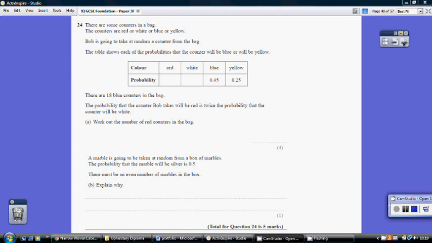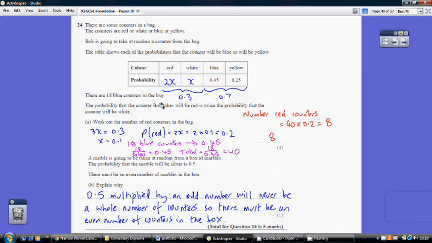Question 24. Now we're told that the probability Bob will take the red is twice as likely as the probability he will take the white. So let's let the smaller probability, the white probability, be x, and as the red probability is twice as big, that's going to be 2x. Now I know the probability of blue and yellow together adds up to 0.7. Now, as the probabilities as a whole have to add up to 1, the red and the white together must add up to 0.3, because 0.3 add 0.7 is 1.